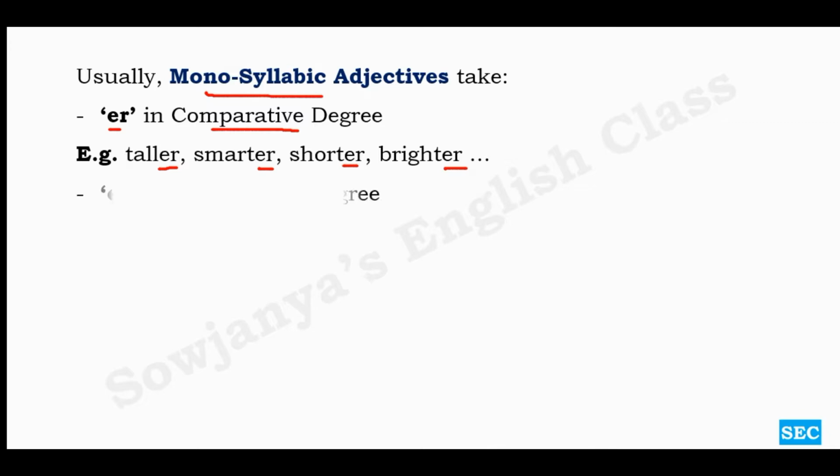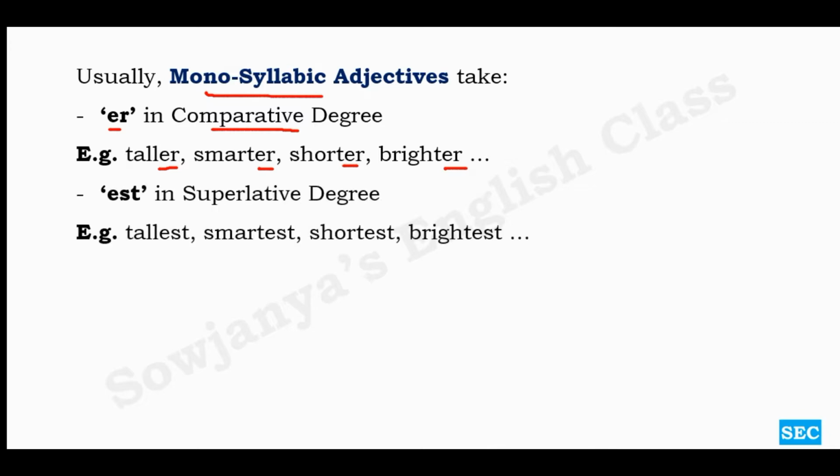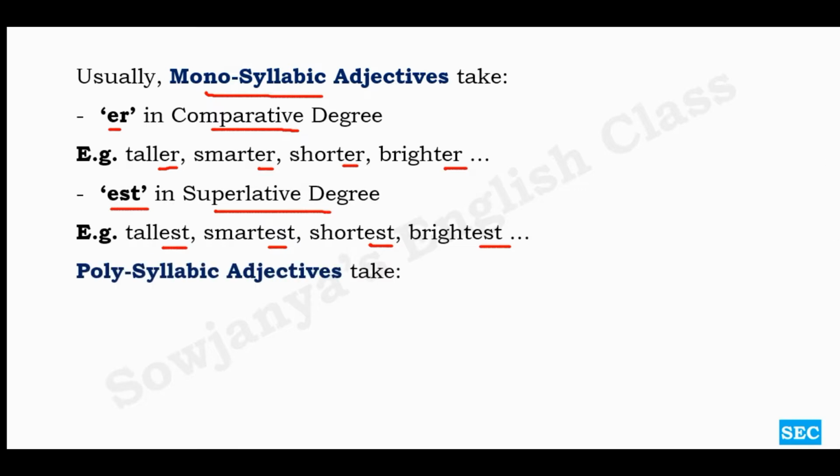And then EST in superlative degree. For example, tallest, smartest, shortest, brightest. EST you can observe, EST to show the superlative degree of the adjectives. So usually this happens like this.